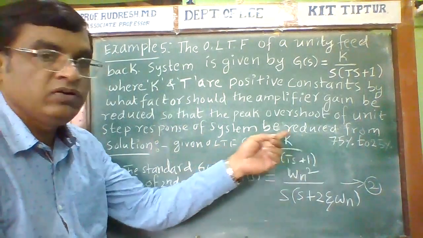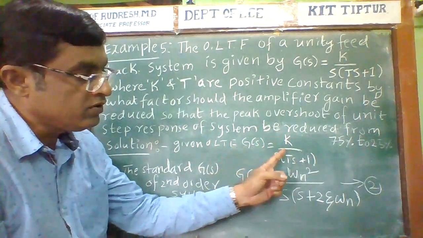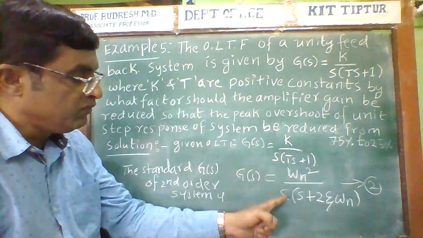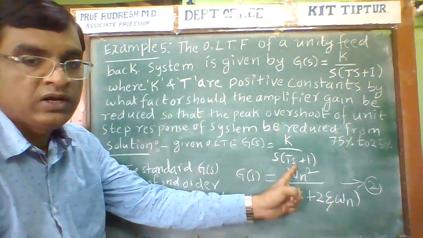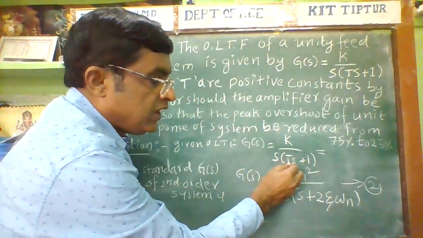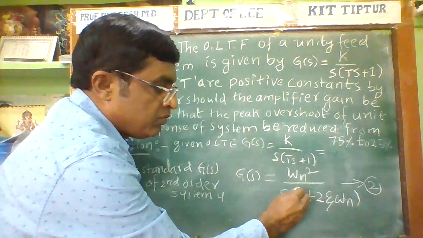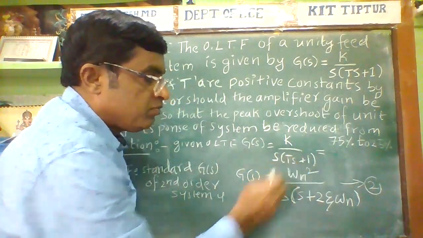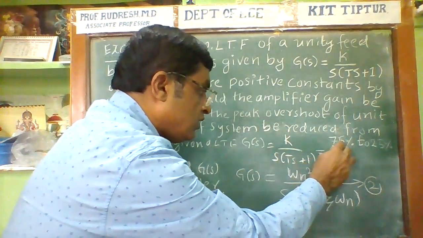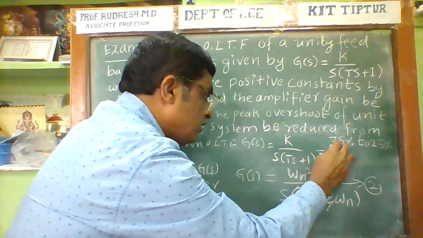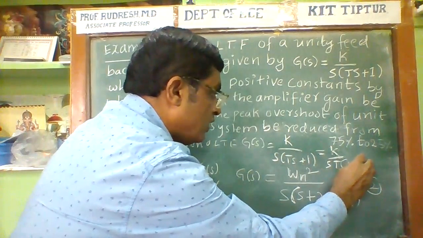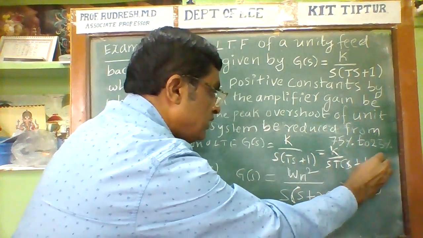Therefore, we need to bring this into the same form. Here we have s(Ts plus 1), but we need s into (s plus something). We should get it like that. So we should make it a similar form. Why is there a T here? If I take T outside, then K divided by T, s into (s plus 1 by T).